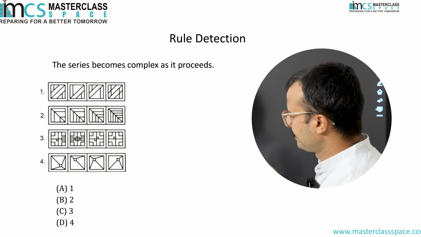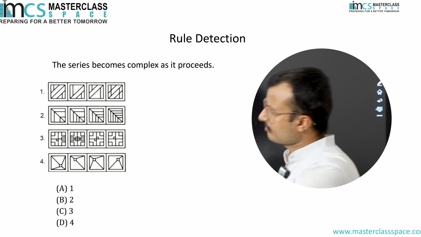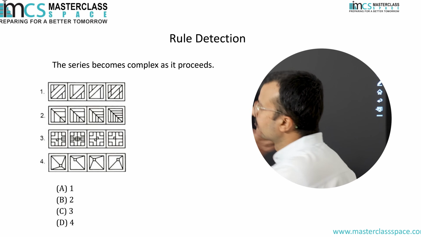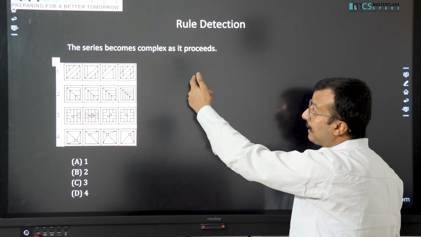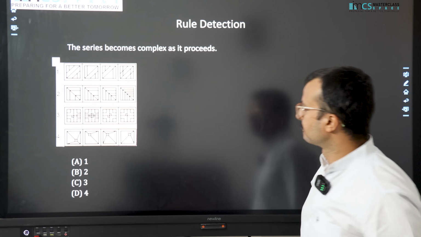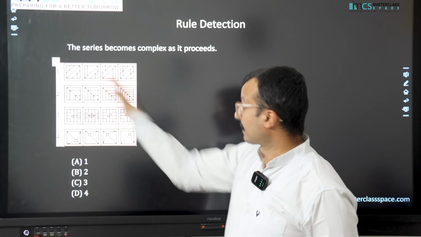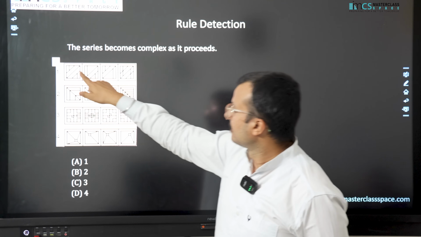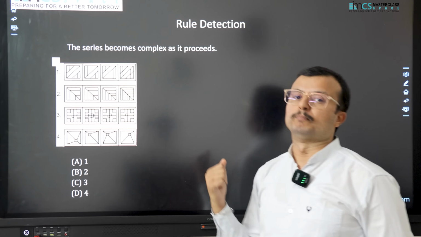This is rule detection. I won't say the most interesting of the topics. At times question can be simple, at times questions can be tricky. What is the rule given? The series becomes complex as it proceeds. So what you have to see, friends, is you travel across all the figures in a row and you see whether successive figures are becoming simpler or they are becoming complex.